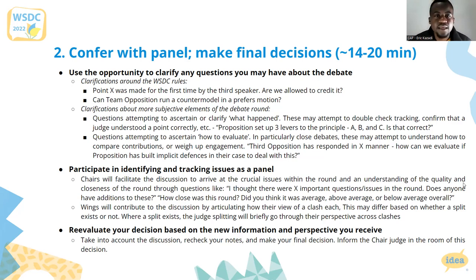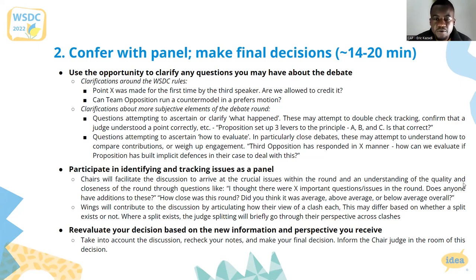The second thing that happens during the conferral process is a process of identifying and tracking issues as a panel. So the chair would largely facilitate this discussion, but essentially the aim here is that by the end of this discussion, you want to arrive at the two or three main clashes or important issues that played out in the debate. And here you want to have an understanding as a panel and to understand the quality and the closeness of the round through these questions.